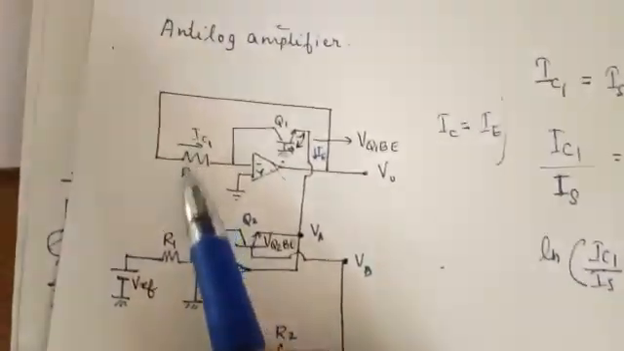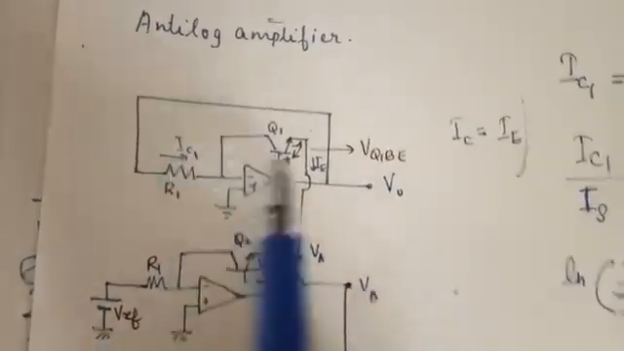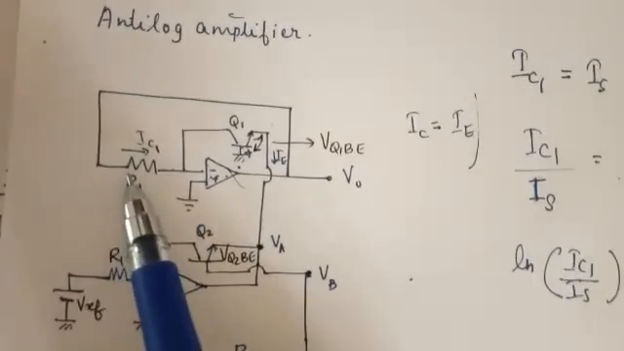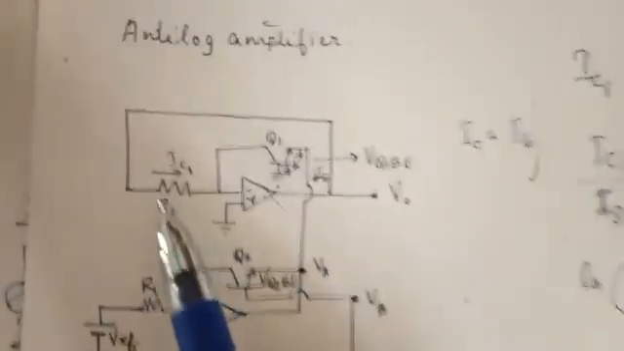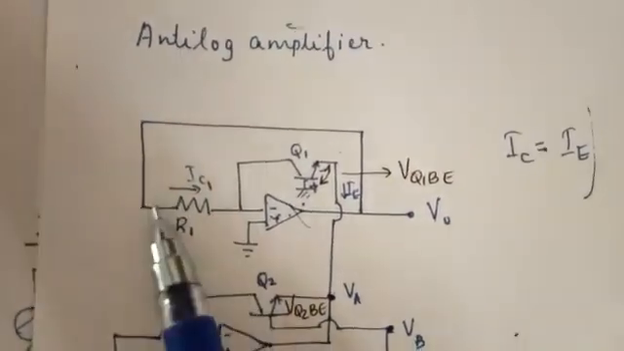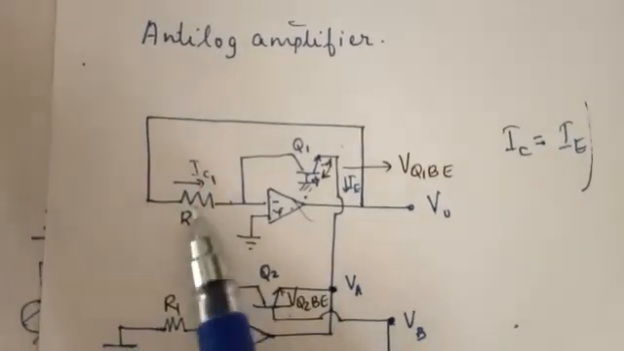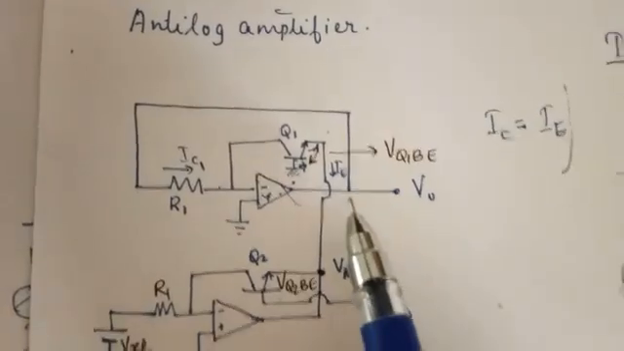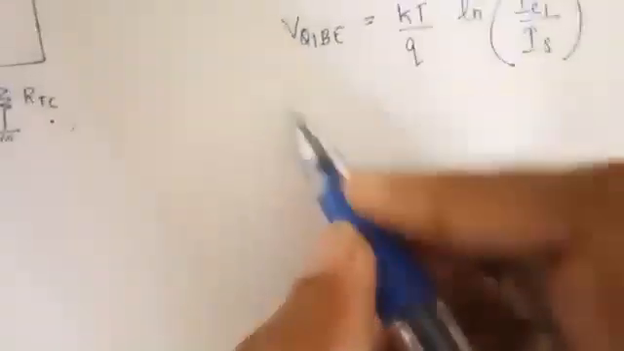Now we are going to write what is IC1. Let us look at IC1. IC1 is the current through the resistor R1. So according to Ohm's law, I is equal to V by R. So what is the voltage here? Voltage across this one: here the voltage is 0, and here the voltage is V0.